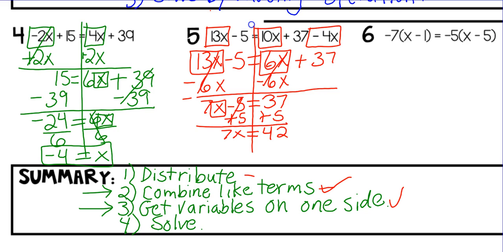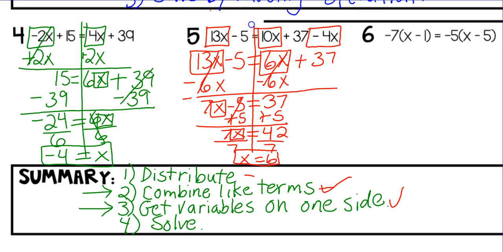And then my last step is to do what? Divide by 7, because I'm trying to isolate that x. Divide by 7. And I'm going to squeeze my answer in here. X is equal to 6. All right.